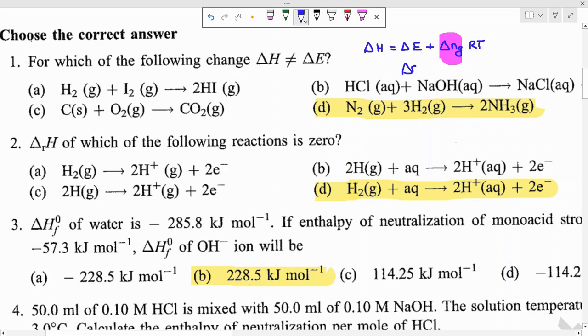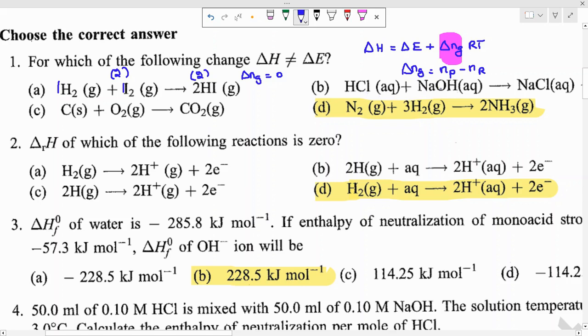So delta Ng, how can we calculate that one? Number of moles of gaseous products minus number of moles of gaseous reactants. Here the gaseous products are 2 and the gaseous reactants are 1 plus 1, again 2. So here delta Ng is 0. So the second term will be completely converted into 0 because RT and delta Ng are there as a multiplication factor. That's why the second term will be 0.